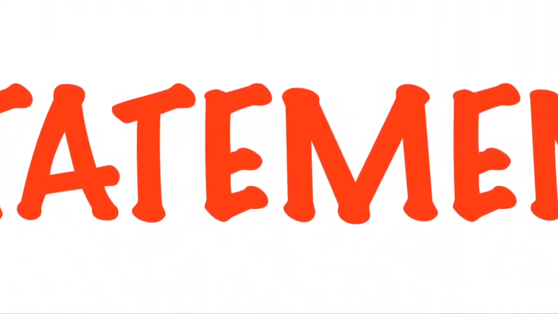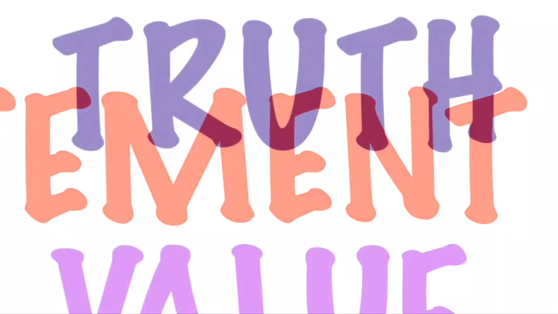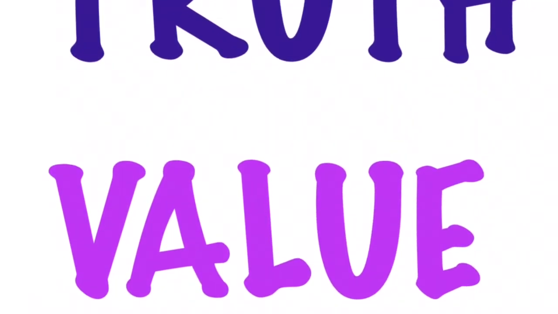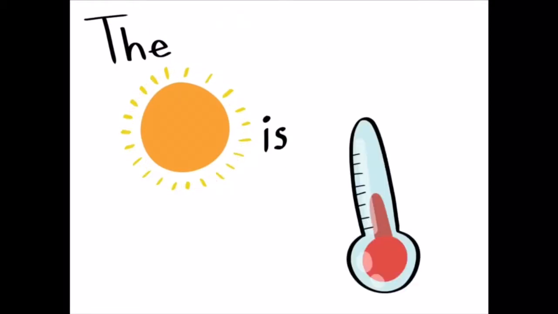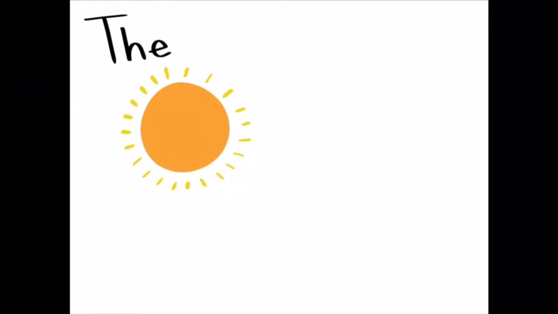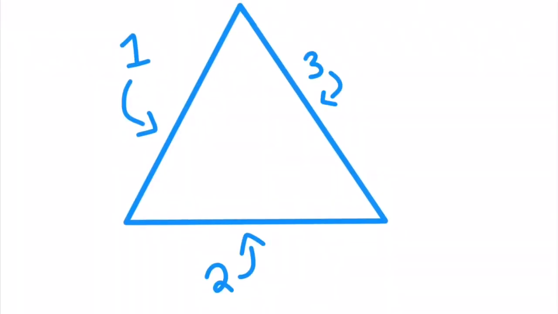A statement is a sentence that is either true or false. The truth value of a statement is either T for true or F for false. We can also use letters like P and Q to represent a statement. For example, the sun is hot. This statement is true, so its truth value would be T. A triangle has 3 sides. This statement is true, so its truth value would also be T.